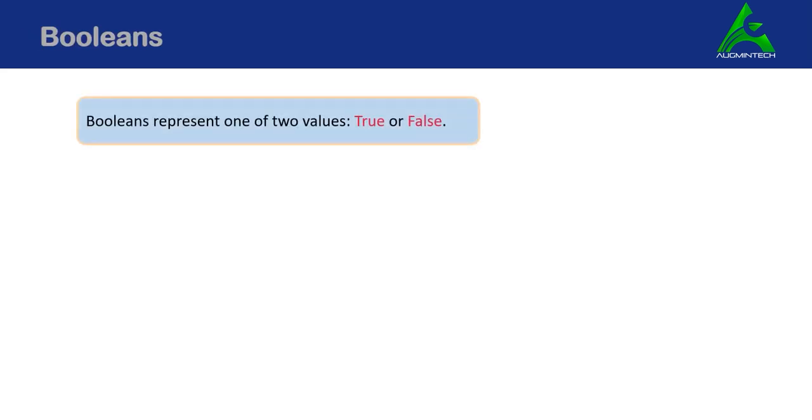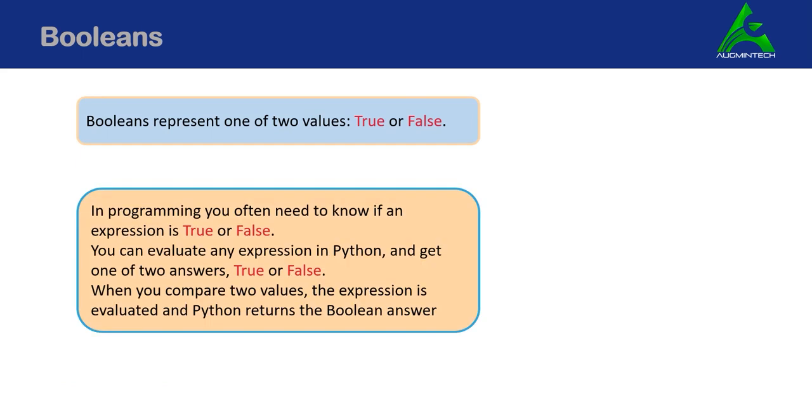Now let's see what are booleans. Booleans represent one of two values, true or false. In programming, you often need to know if an expression is either true or false. You can evaluate an expression in Python and get one of the two answers, true or false. When you compare two values, the expression is evaluated and Python returns the Boolean answer.